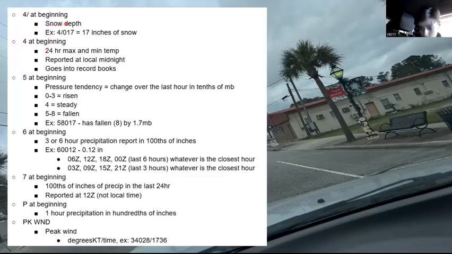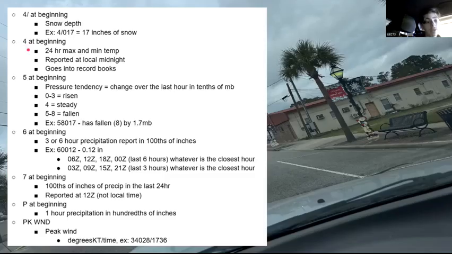That's only going to usually be at stations where there's a lot of snow. For places where there's not that much snow, it wouldn't be as useful to have this, so that's not as common. If there's just a 4, no slash at the beginning, that is our 24-hour max and minimum temperature.